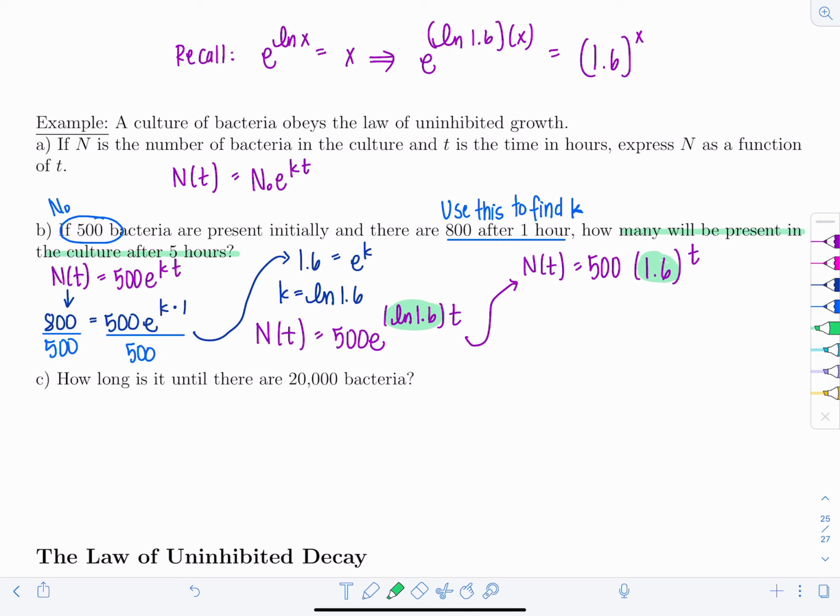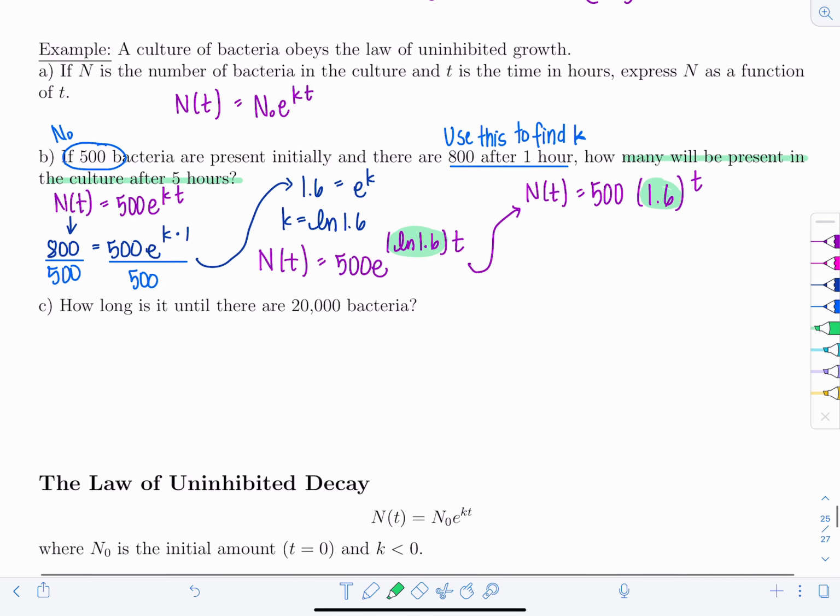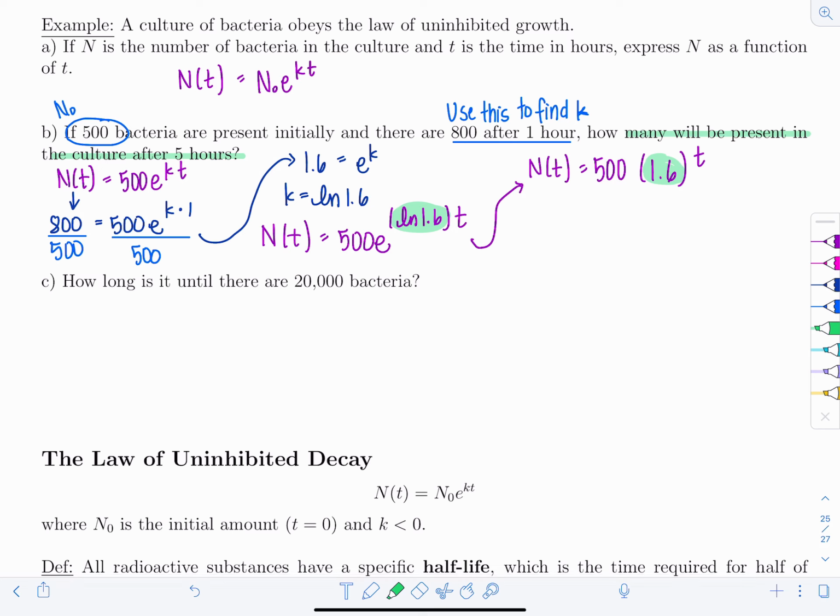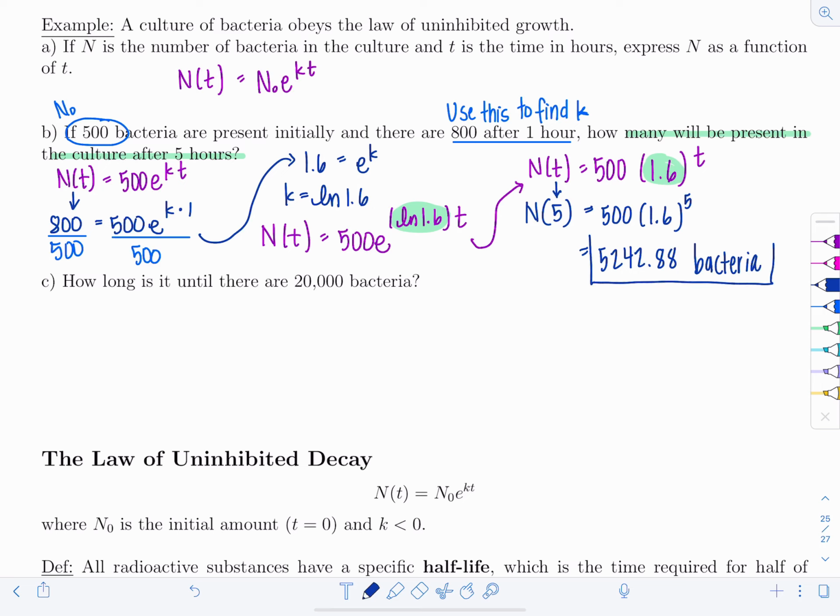Cool. Now we can answer the question. It says, how many will be present after 5 hours? We got it. I'm going to plug in 5 for t. So n of 5 equals 500 times 1.6 to the 5th. And just punch it in your calculator. You should get about 5,242.88 bacteria. Okay.